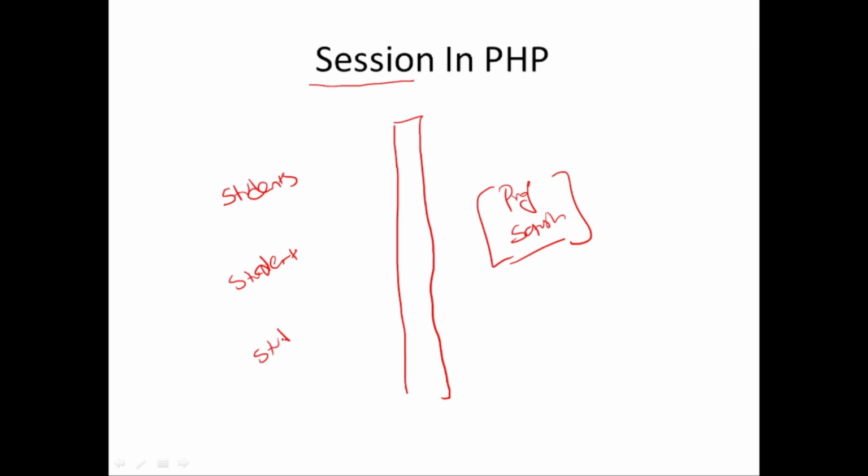Student, student, and student. The challenge here is that Professor Satish cannot see these three students. They are hiding behind a wall. And each of these students will be learning a different subject. Maybe the first student is on PHP, the second student is learning Java, and the third student is on database management systems.